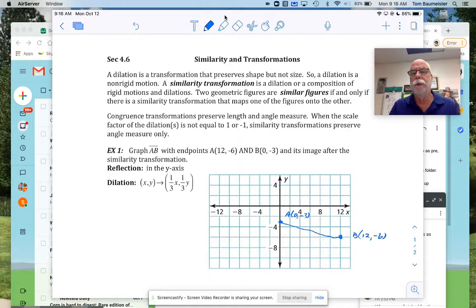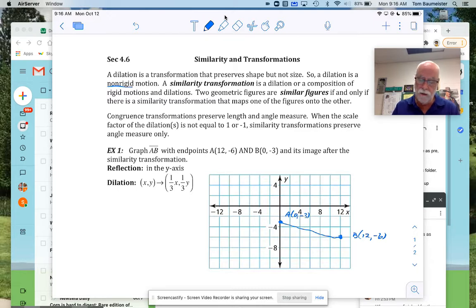All right, ladies and gentlemen, this is our last section before our Chapter 4 test, and we're talking about similarity and transformation. So a dilation is a transformation that preserves shape but not size. So a dilation is a non-rigid motion. All the other ones we talked about, rotations, reflections, and translations, were all rigid motions. So a similarity transformation is a dilation or a composition of rigid motions and dilations.